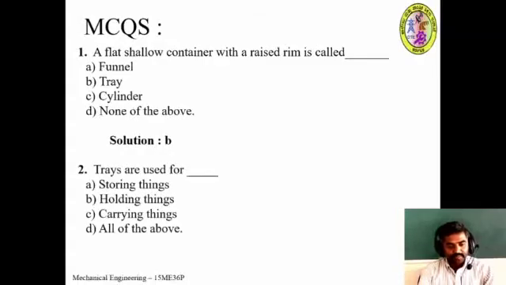Second one: trays are used for, so means the application of trays. The given answers: A, storing things; B, holding things; C, carrying things; D, all of the above. Solution: D, all of the above. So that means trays are used for storing, holding and carrying purposes.